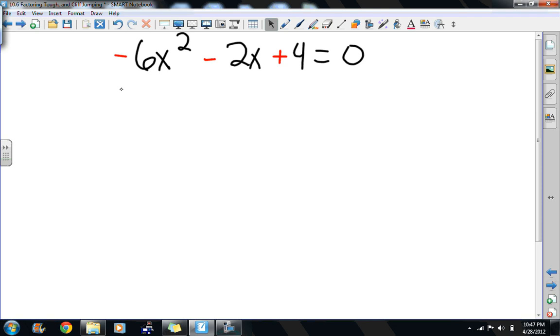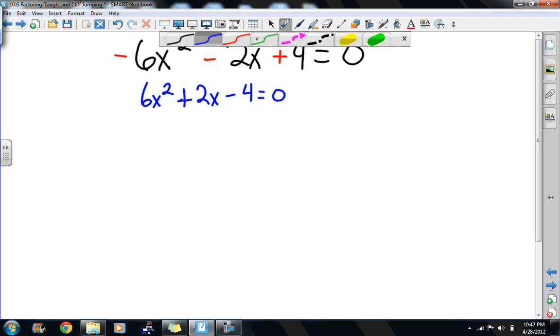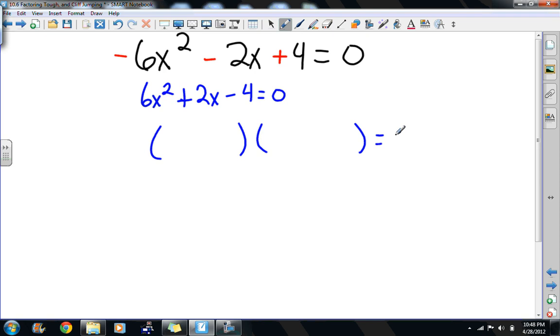If we have a negative here, I told you the best way to fix that problem is to change all of these signs. So I'm going to change this to positive 6x squared plus 2x minus 4 equals 0. Now, once again, I'm going to look at the factors. I'll do the 2 parentheses first with my x's. We get x and x, just like before. Now, I look at the factors of both of these.